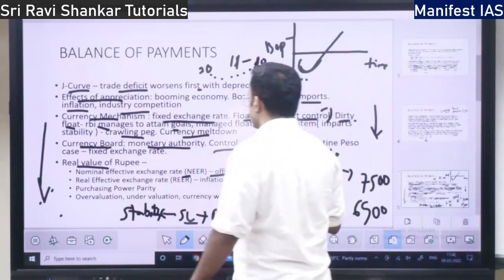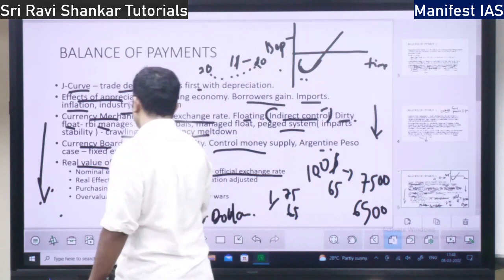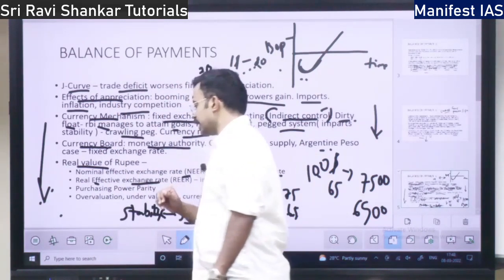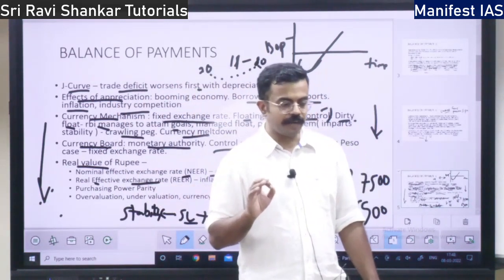Then you have the real exchange rate. Real effective exchange rate. What is that? REER, the real effective exchange rate.